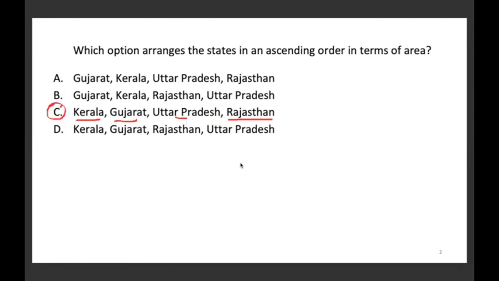Now, in this case, if you don't have any knowledge of geography, at least you would have some hint that Kerala will occupy less area and the highest will be occupied by Rajasthan. Just from that itself, you can actually gauge that option C is correct. Okay. So we'll move to the next one now.